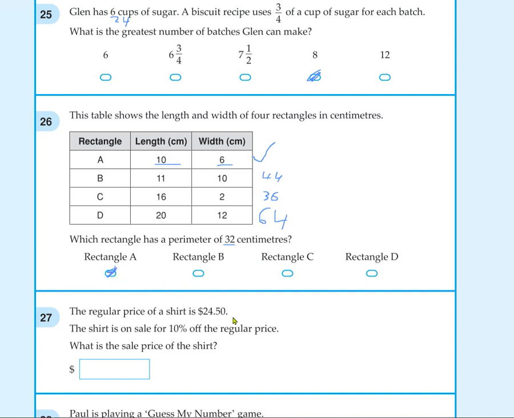Regular price of a shirt is $24.50. The shirt is on sale for 10% off of the regular price. What's the sale price of the shirt? So if you've got $24.50, you're trying to figure out what is 10% of that. You just have to move the decimal place one across, and you'll end up getting 2.45. Then you just need to do the subtraction. 24.50 take 2.45. Should be easy enough to do that. That's 405.